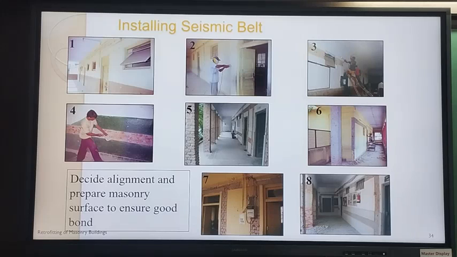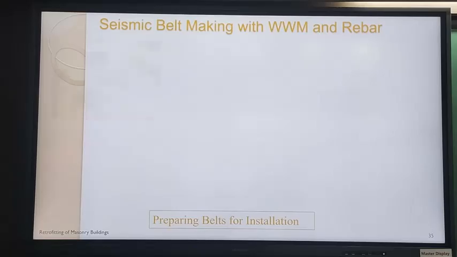This is just a pictorial sequence of how the belt is installed. You start laying out the alignment with a cutter. The plaster, you start cutting, removing the plaster, and so on and so forth. I won't go into detail, but in general, this is from a school in Delhi, Municipal Corporation.